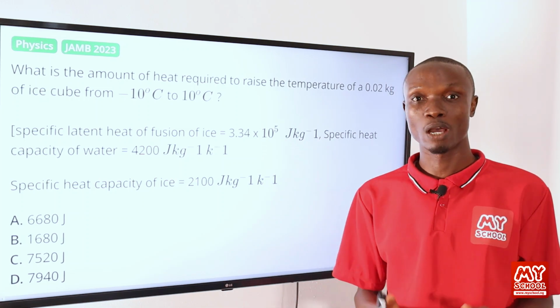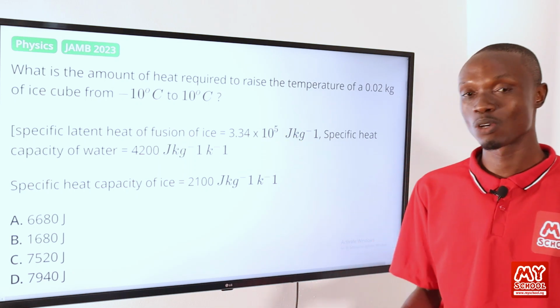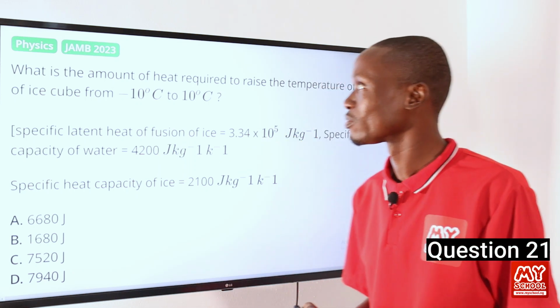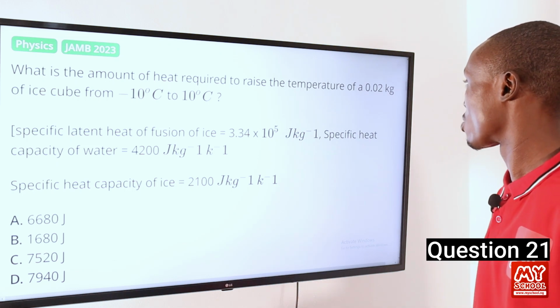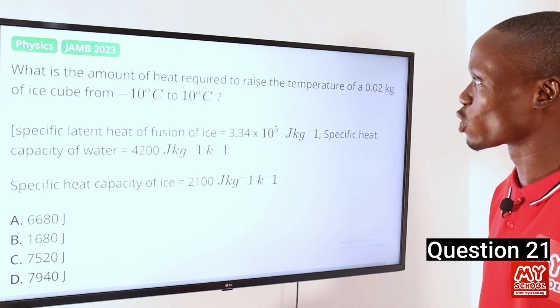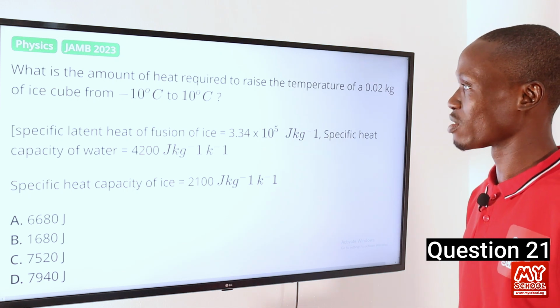In this video, we are going to be answering questions 21 to 40. So let's begin with question 21. What is the amount of heat required to raise the temperature of a 0.02 kg ice cube from minus 10 degrees Celsius to 10 degrees Celsius?